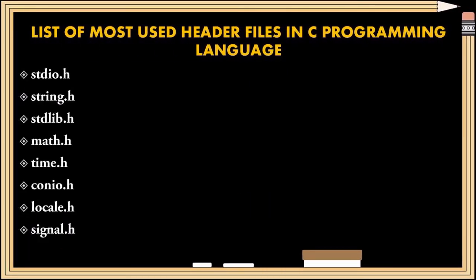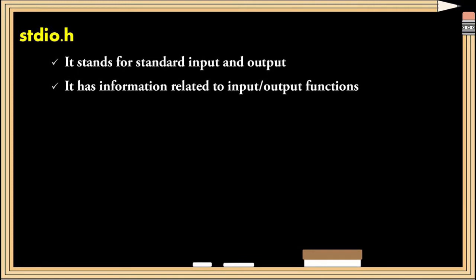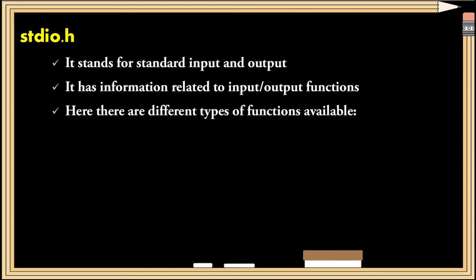The list of most used header files in the C programming language. Among those header files, today we focus on stdio.h, which is commonly used. The remaining header files we will discuss in the respective topics when we are dealing with them. stdio.h stands for Standard Input and Output. It has information related to input and output functions. There are different types of functions available inside the stdio.h library.